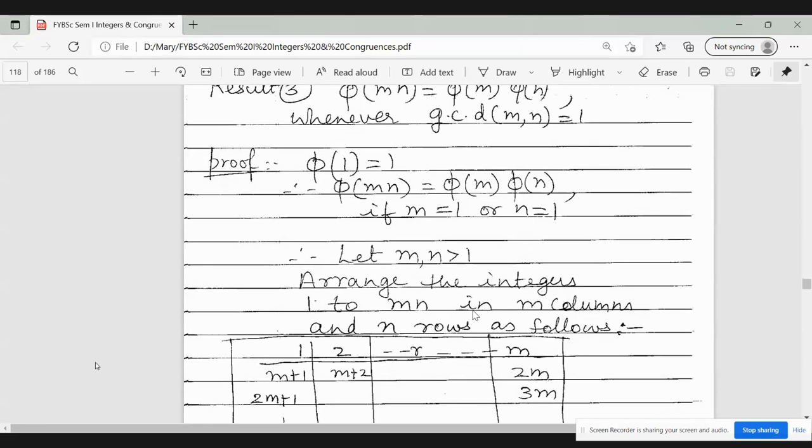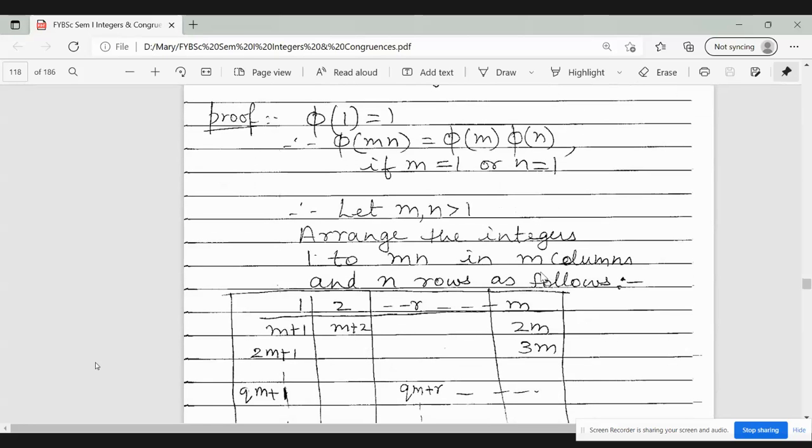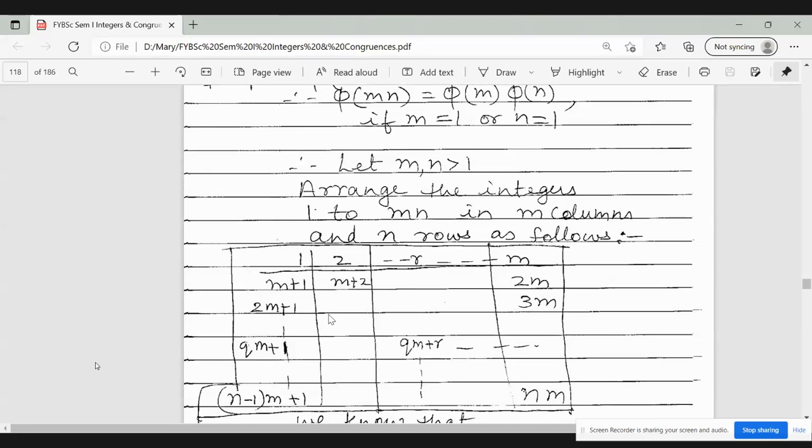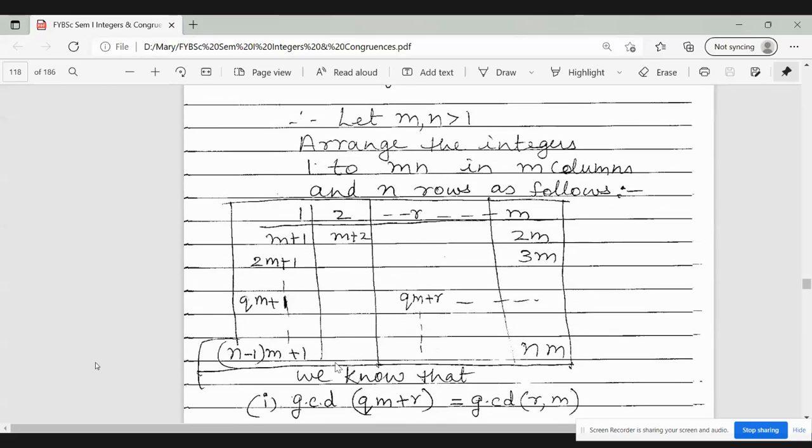So now arrange the numbers 1 to mn in m columns and n rows. So 1, 2, 3, and going up to m. And then you write here m plus 1, m plus 2 up to 2m. Then 2m plus 1, 2m plus 2 up to 3m. So on up to n into m. So this is how our numbers are arranged.